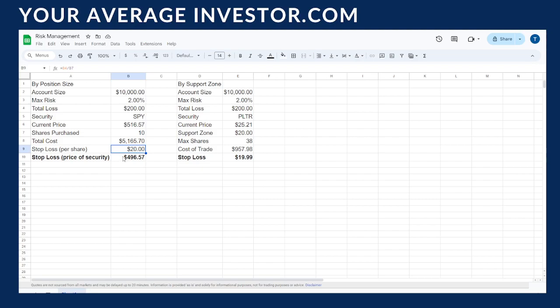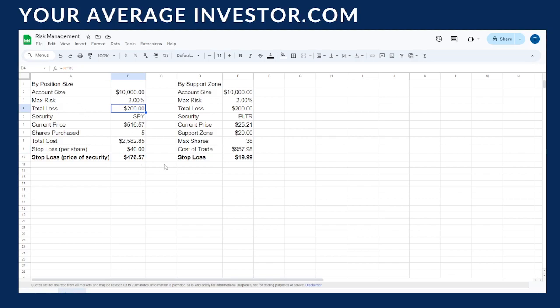If SPY dips down to 496.58, I'm still okay. I still haven't hit my stop loss, and then it can move back up and maybe turn into a winning trade for me. And again, if I cut that in half again, and say I'm only going to buy 5 shares, well, now I've got a lot of wiggle room here. SPY can move down about 8%, 7%, and I still don't have to sell because I haven't hit my total loss on the position.